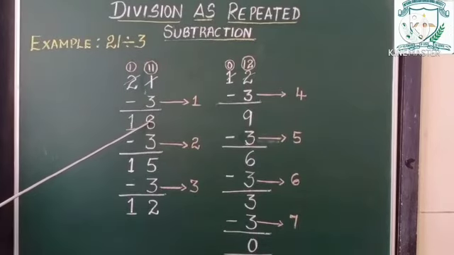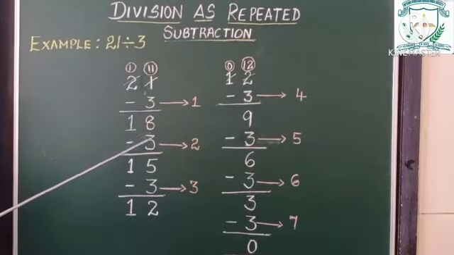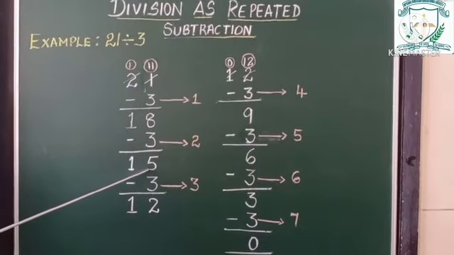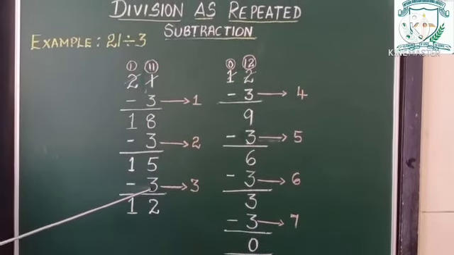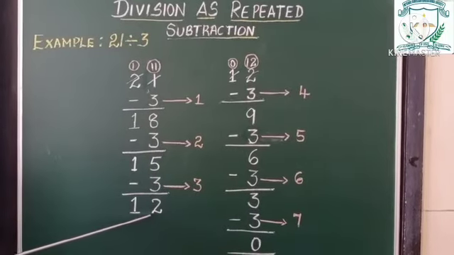So 21 minus 3 is equal to 18. 18 minus 3 is equal to 15. 15 minus 3 is equal to 12. 12 minus 3.